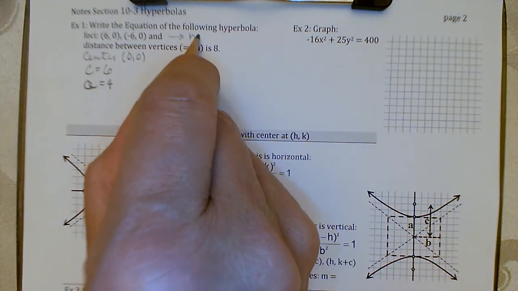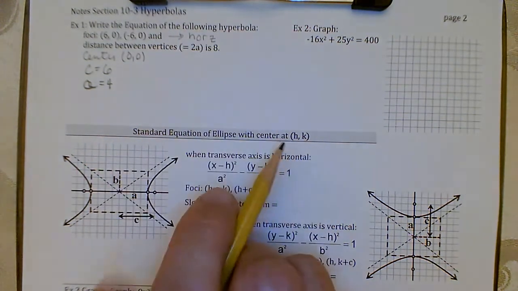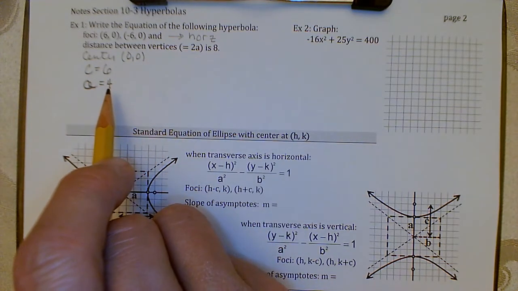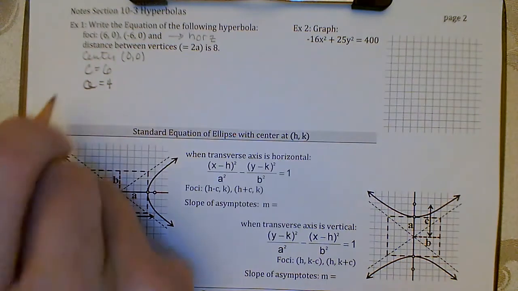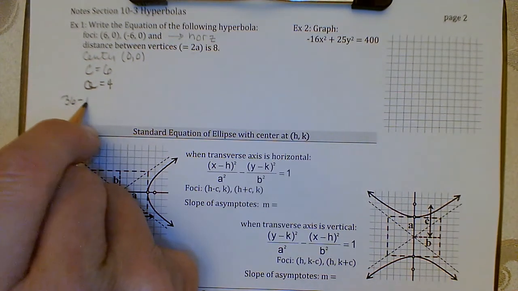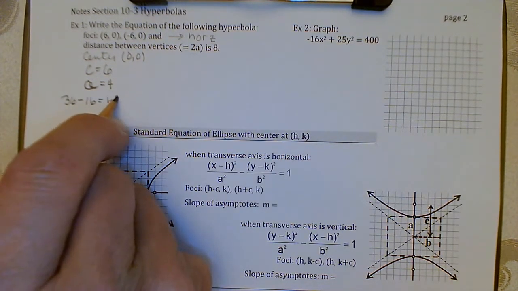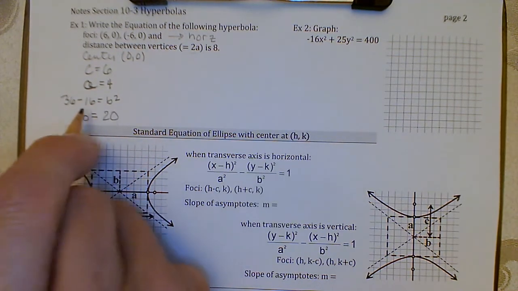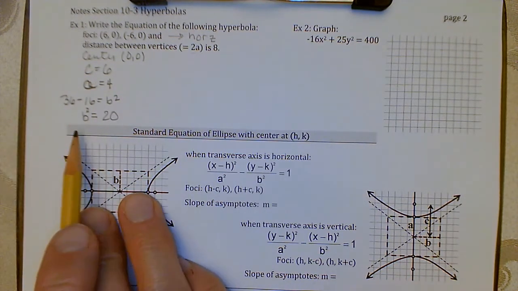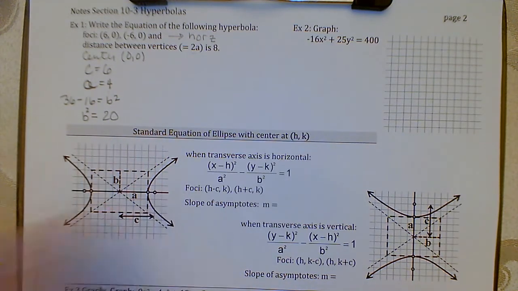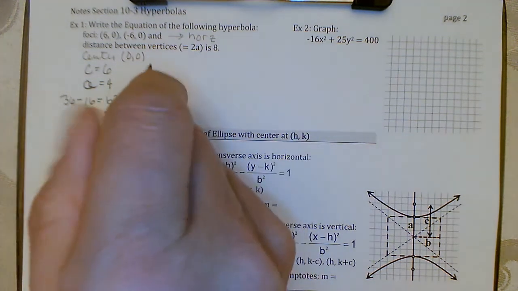So that means the transverse axis is horizontal. We know the orientation, we know the center, we know A, so we know A squared. We need to find B. C squared, 36, minus A squared, which is 16, will give us B squared. And so B squared is 20. I could find B, but ultimately when I write my equation, I need B squared, so I'm not going to bother trying to simplify that and figure out what B is.